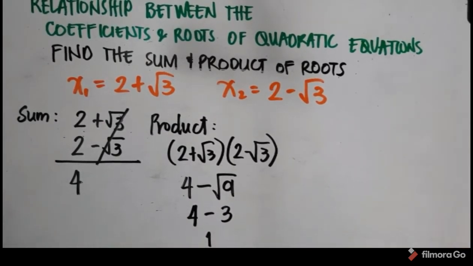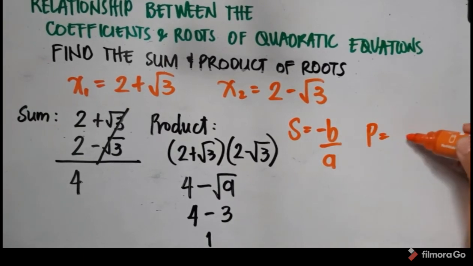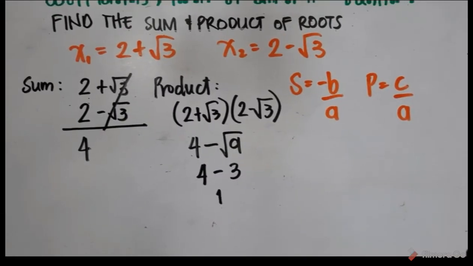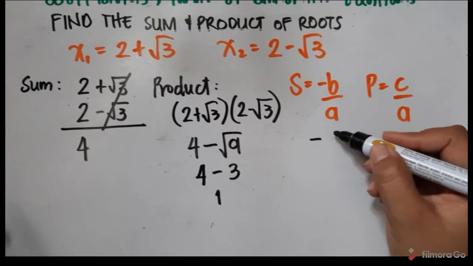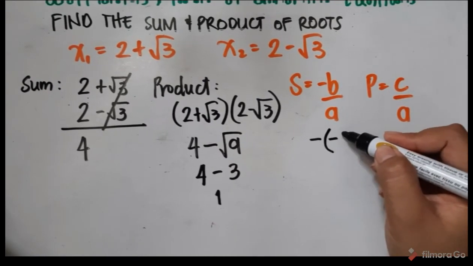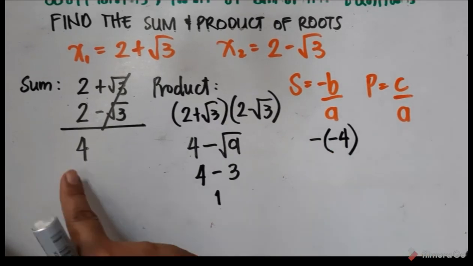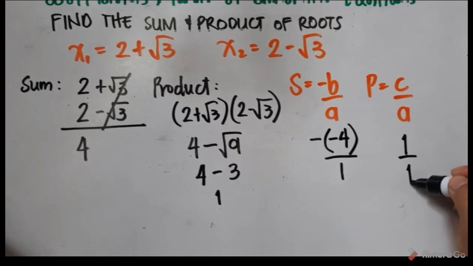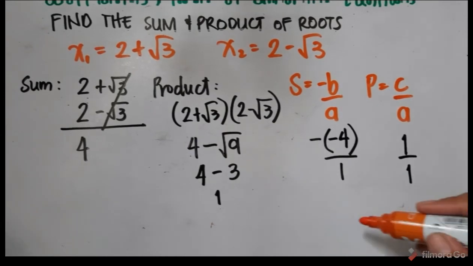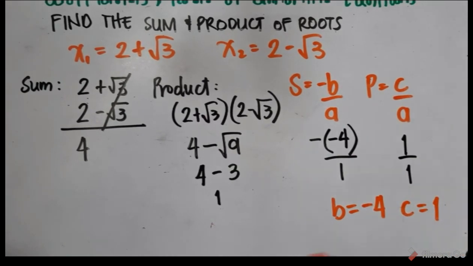Now, applying the formula for the sum, we have negative b over a, and for the product is equal to c over a. Now, okay, so we have this. Our b is negative 4, because when we multiply negative and negative 4, it is equal to positive 4 over 1, and c is 1 over 1. Now we can say that our b is negative 4, c is 1, and the value of the numerical coefficient for a is 1.